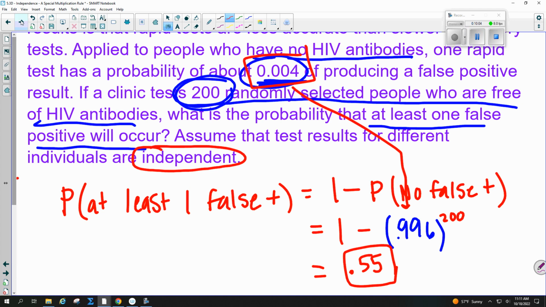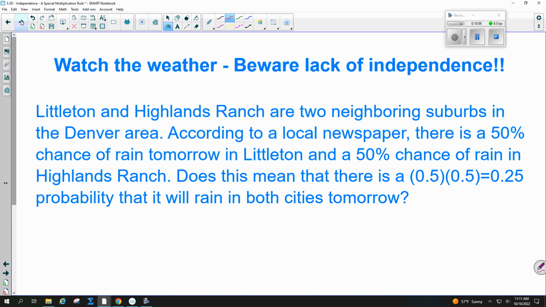All right, beware of lack of independence. When they don't tell you something is independent, or they're asking you, can we multiply these? You're going to need to think through if you have independent events. So Littleton and Highlands Ranch are two neighboring suburbs in the Denver area. According to a local newspaper, there's a 50% chance of rain tomorrow in Littleton and a 50% chance of rain in Highlands Ranch tomorrow. Does this mean that there's a 0.5 times 0.5 or 25% probability that it will rain in both cities? No, that makes no sense.